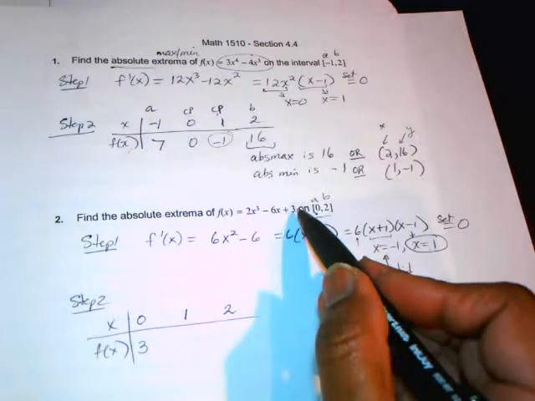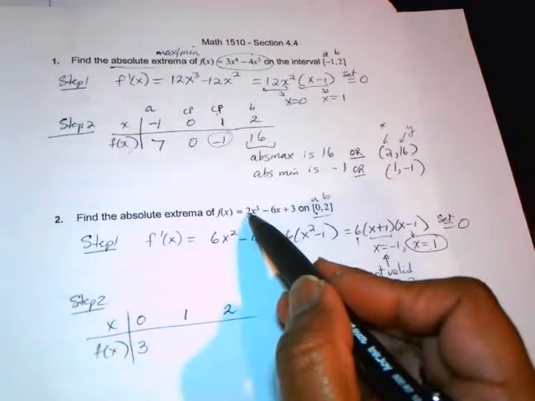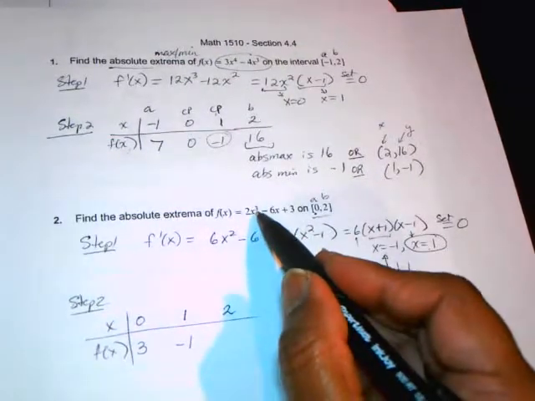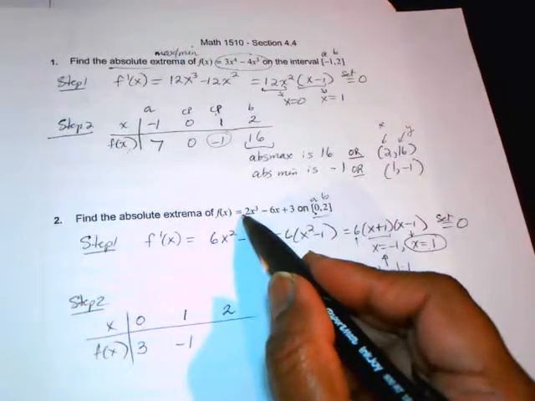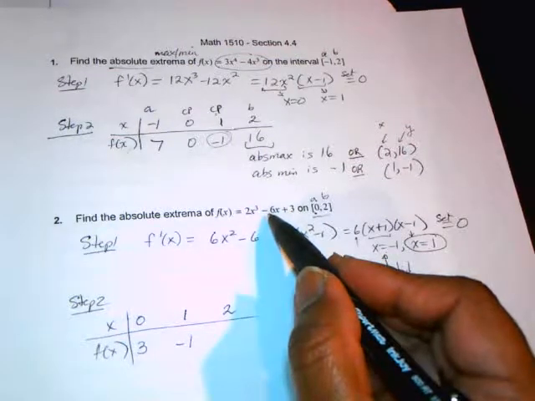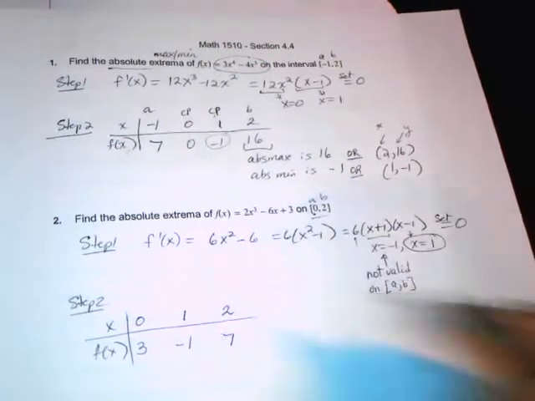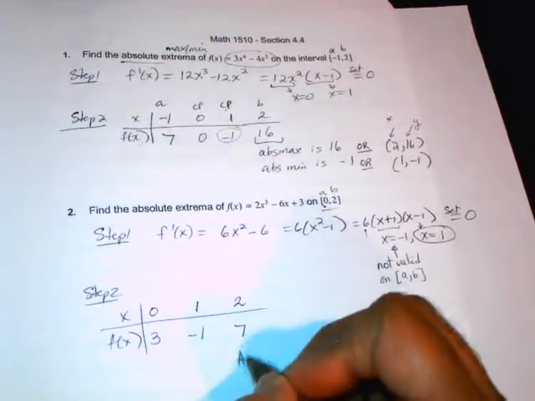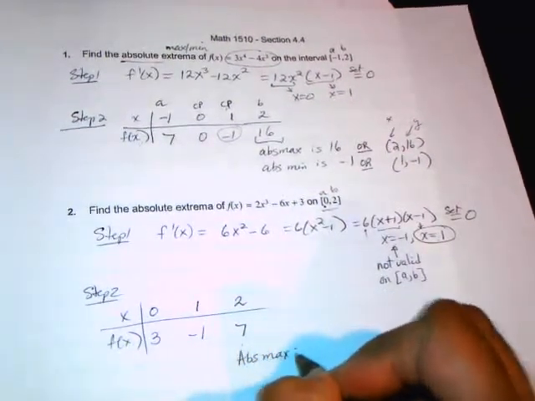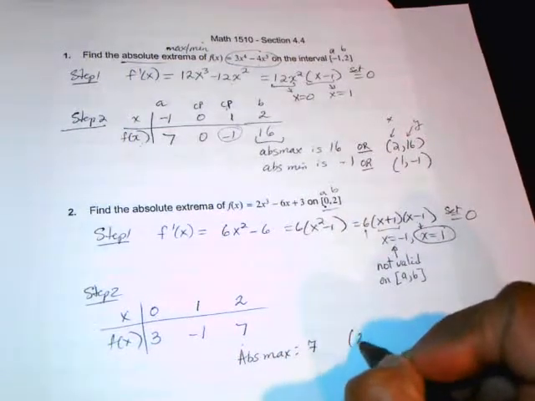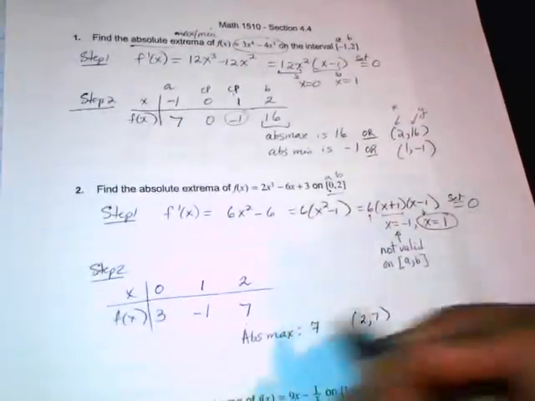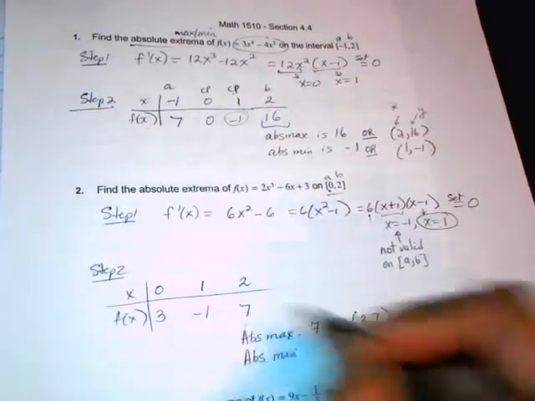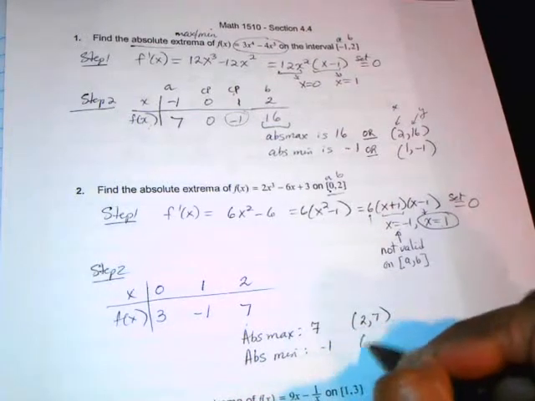These numbers are small enough. When you plug in 0 you get 3, plug in 1, that's 2 minus 6, negative 4, plus 3 is negative 1, 2 cubed is 8, times 2 is 16, 16 minus 12 is 4, plus 3 is 7, but feel free to use your calculator if needed. So there's our absolute max. Absolute max is 7, or you may have to do 2 comma 7 depending upon the way the question is worded. Absolute minimum, the lowest point, it's at 1, negative 1.